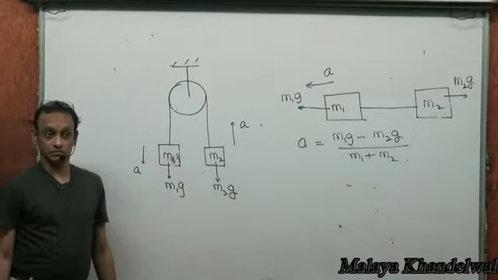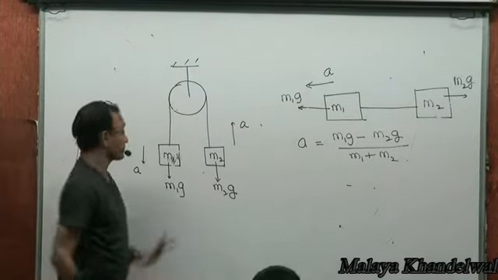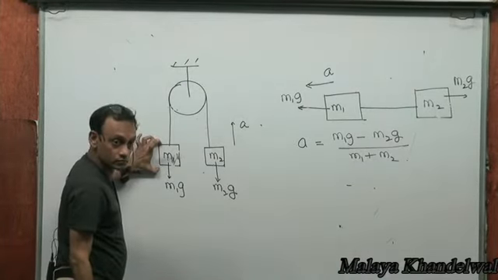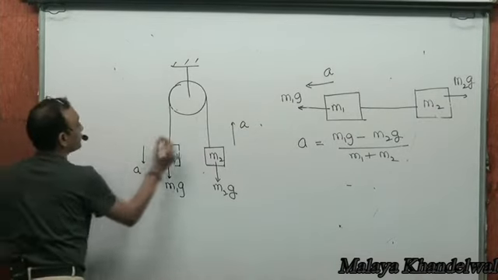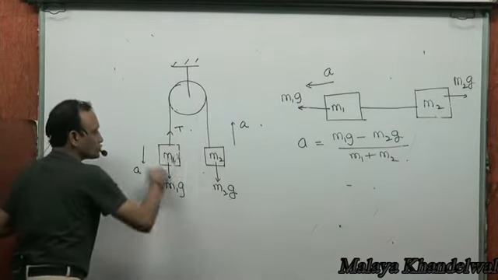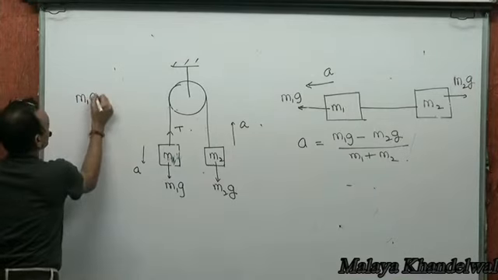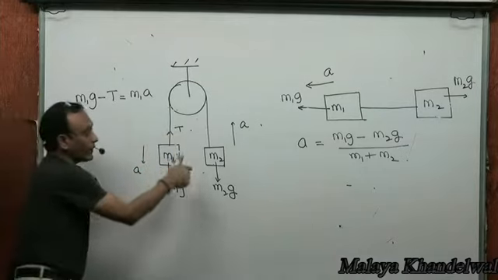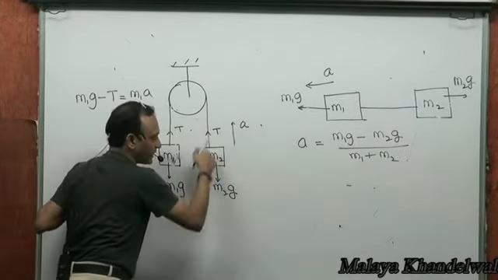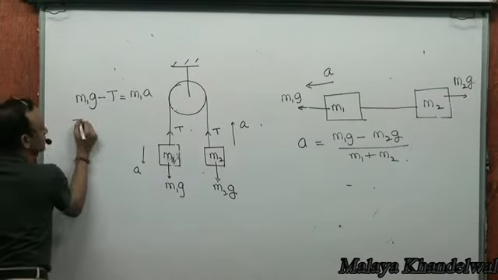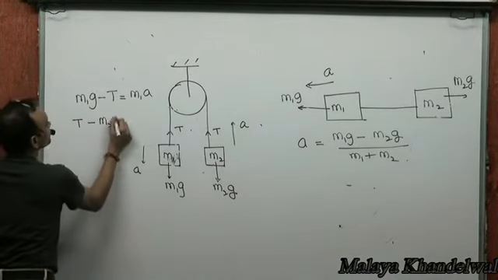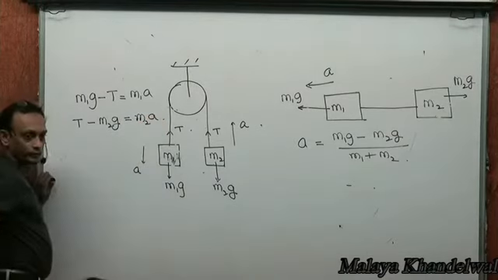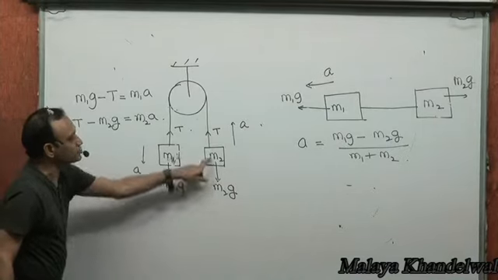That's a ready reckoner. I could have otherwise drawn the free body diagram of the two masses separately, right? In the sense, for m1, the equation of motion would have been m1g minus T equals m1a, right? Now T acting on this, the free body diagram of m2, which is T minus m2g equals m2a. Equation of motion for this: T minus m2g is m2a.